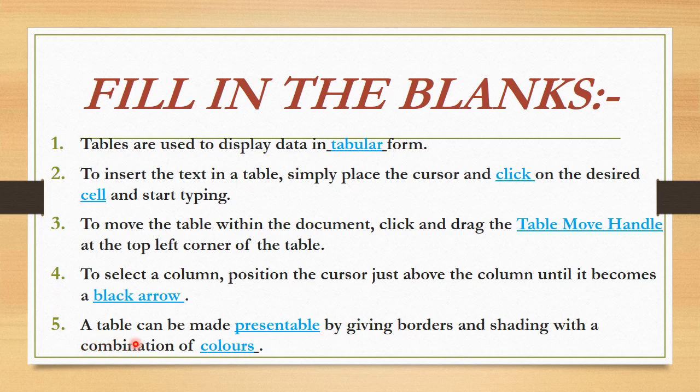Next, number 5: a table can be made presentable by giving borders and shading with a combination of colors. Okay, here there are two fillers. So a table can be made presentable by giving borders and shading with a combination of colors.